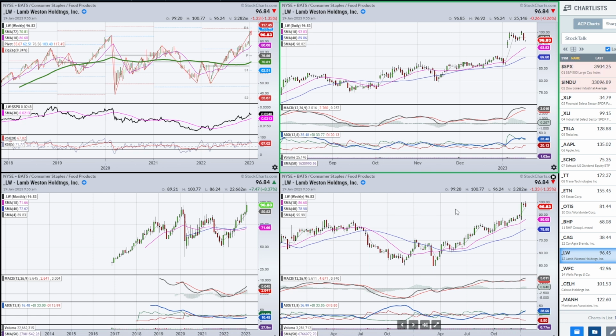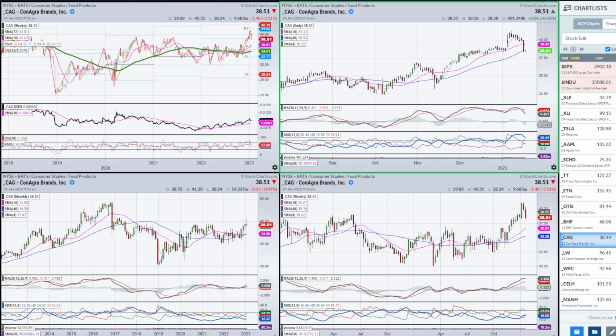LW, Lamb Weston. So notice the difference. Actually, I want to go back to CAG real quick. You see this big green bar here, right? So when we break the midpoint of a big green bar, we know that's sort of significant. And we retraced almost half of it in the first week. And then we had continuation immediately.